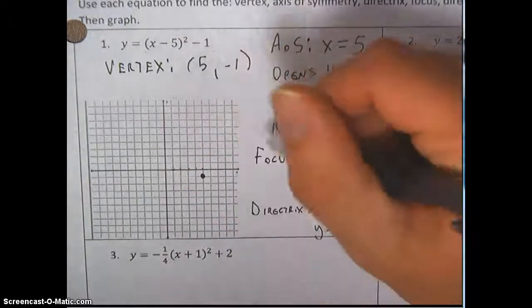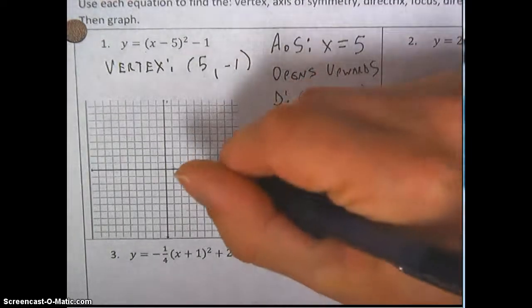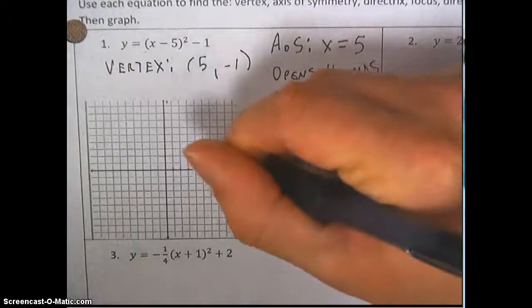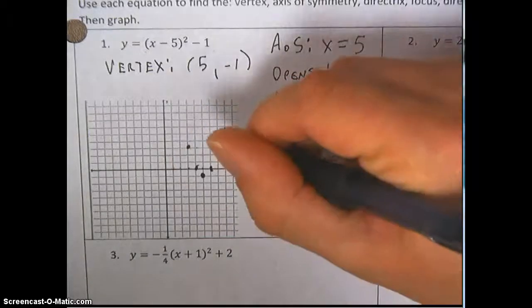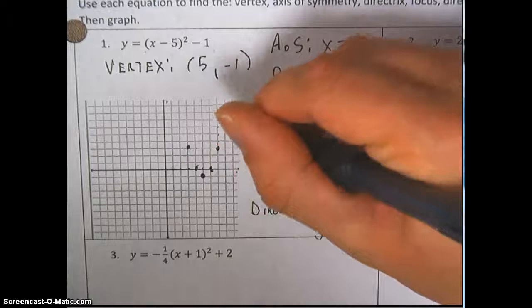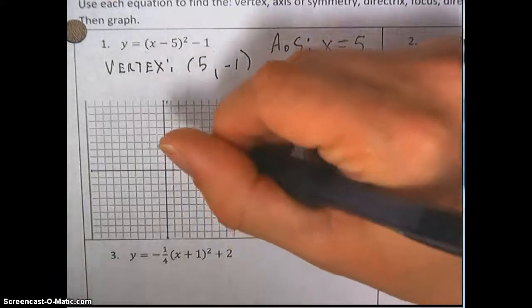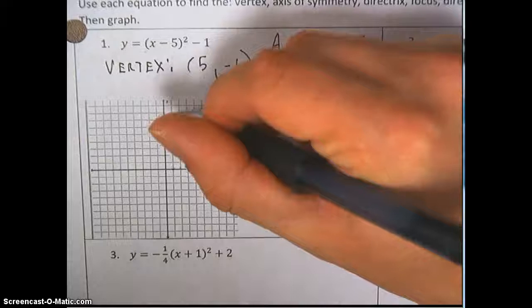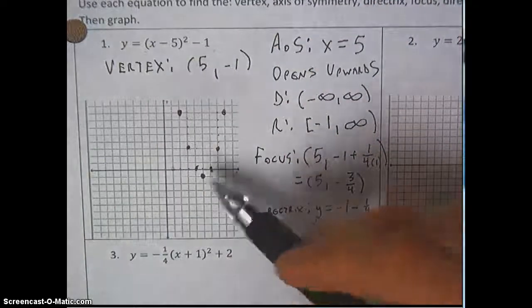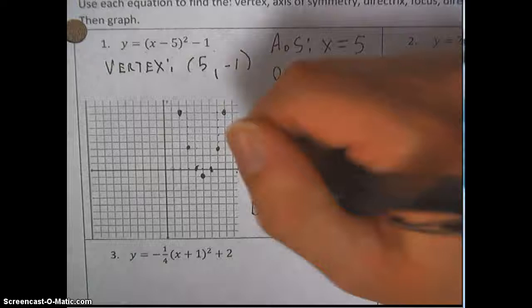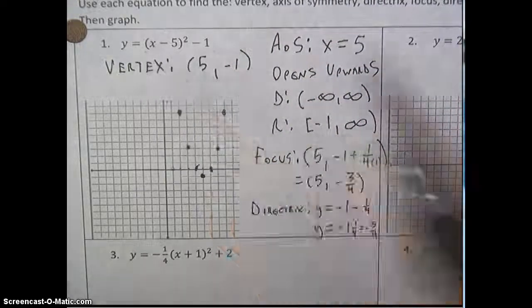And I want to graph this thing. So I'm going to go up 1 over 1, up 3 over 1, up 5 over 1. Remember that pattern when you're graphing: it's up 1 over 1, up 3 over 1, up 5 over 1, if the a is 1.